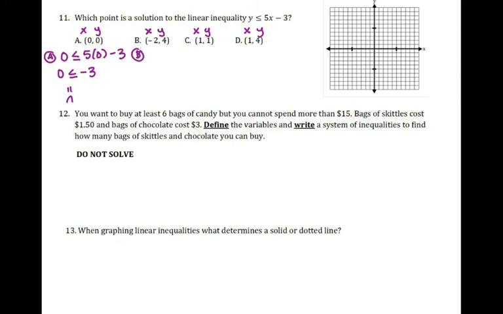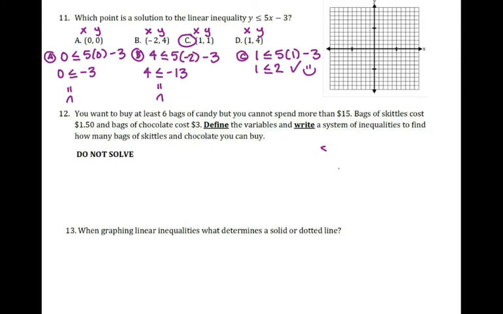Now I'm going to go ahead and plug in for letter B. I have 4 is less than or equal to 5 times negative 2 minus 3. So 4 is less than or equal to negative 10 minus 3, which is negative 13. Again, doesn't work. So let's go ahead and plug in C. So I have 1 is less than or equal to 5 times 1 minus 3. That tells me 1 is less than or equal to 5 minus 3, which is 2. That is actually true. So my answer is going to be letter C.